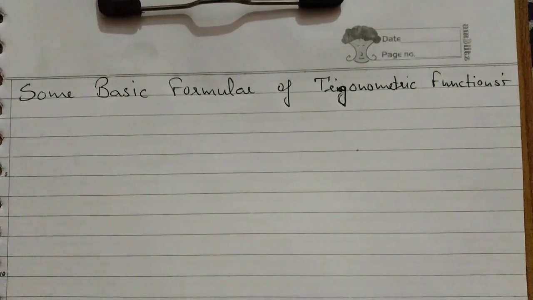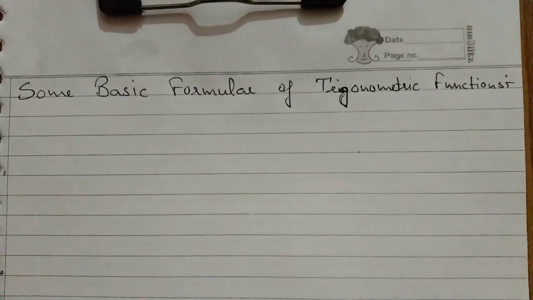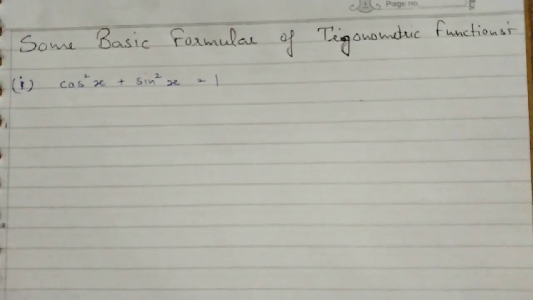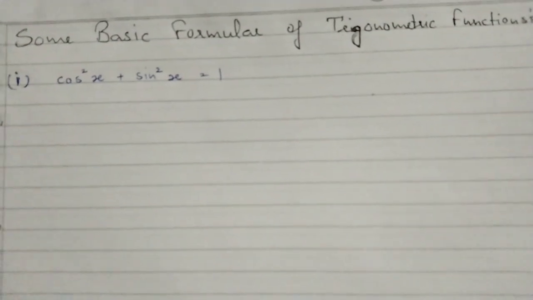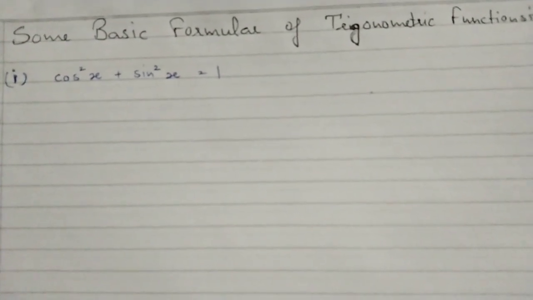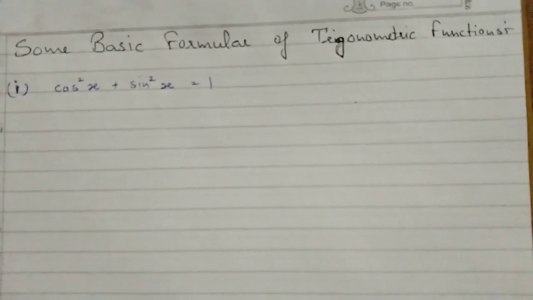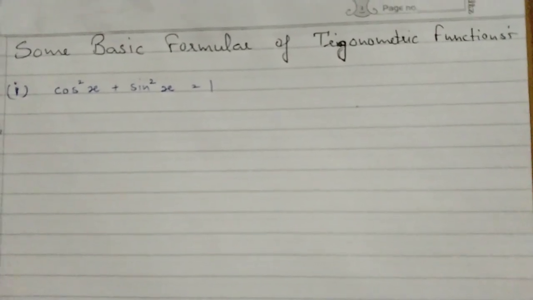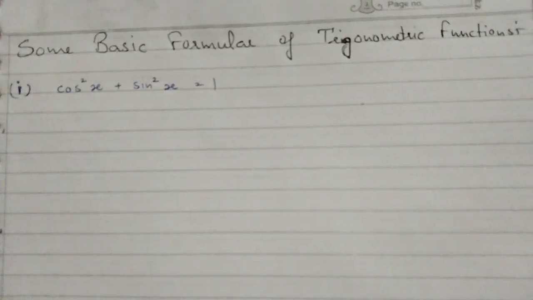Today we will discuss some basic formulae of trigonometric functions. So first of all, we all know that cos square x plus sin square x is equal to 1, and then we can make it in tan and secant form, and also in cot and cosecant form.